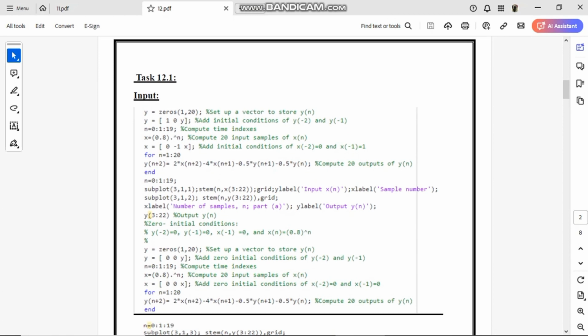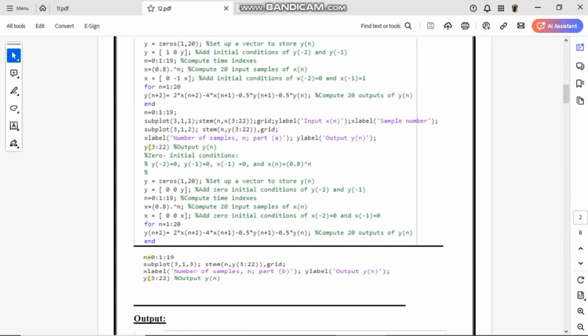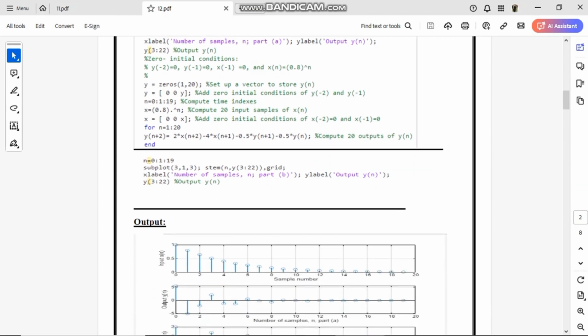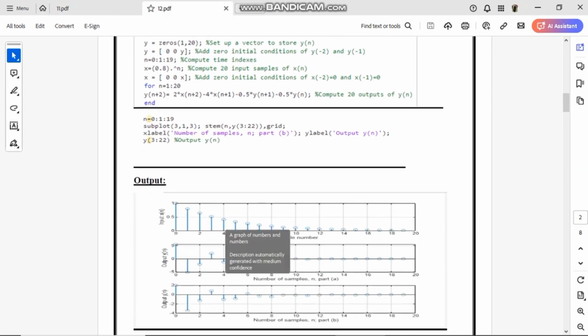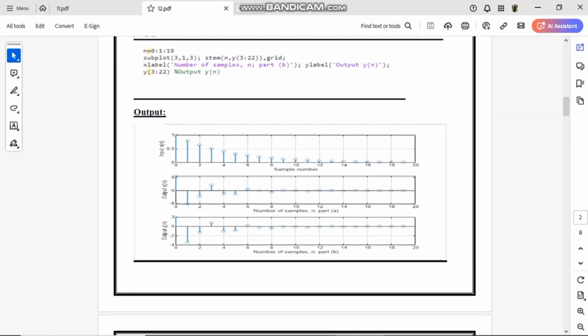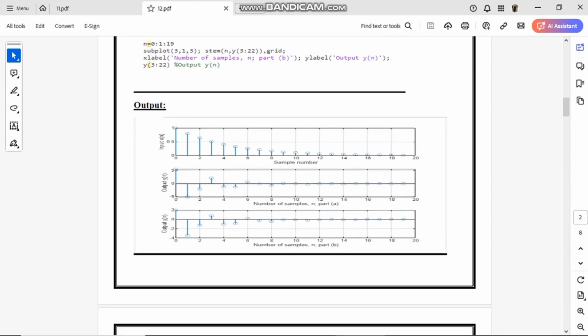Here I have used a y3 for the output of y of n, with 0 initial condition, and added 0 initial condition of y of minus 2, y of minus 1. Then compute the time indexes, and then add 0 initial condition of x of minus 2 is equal to 0 and x of minus 1 is equal to 0, and then output has been obtained, such as this one is for number of samples n in part A and number of samples n in part B.